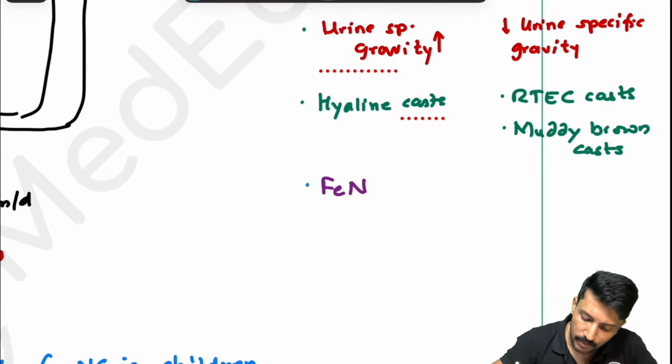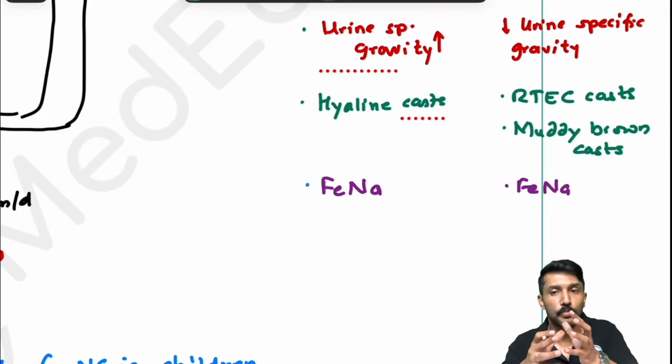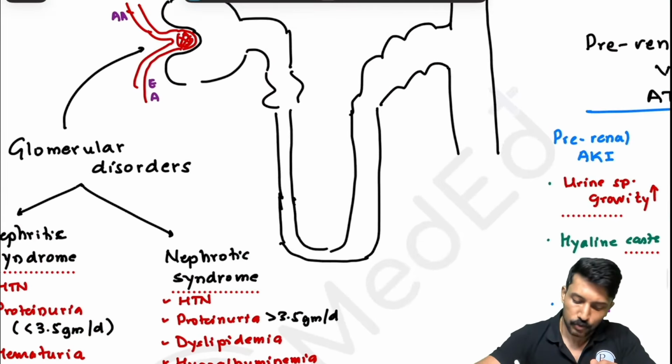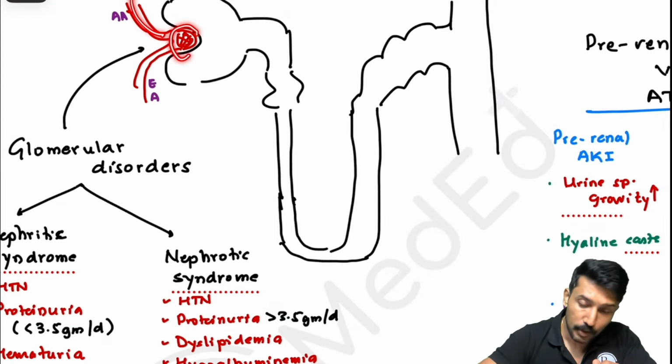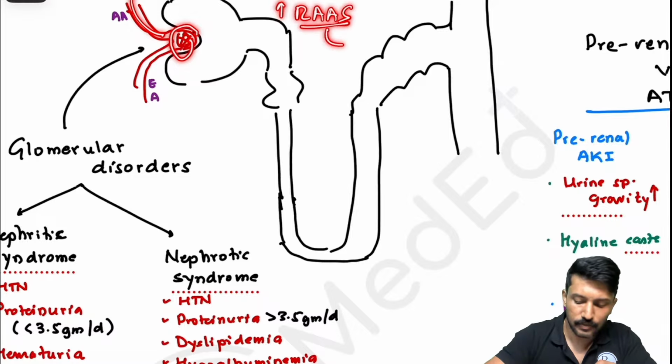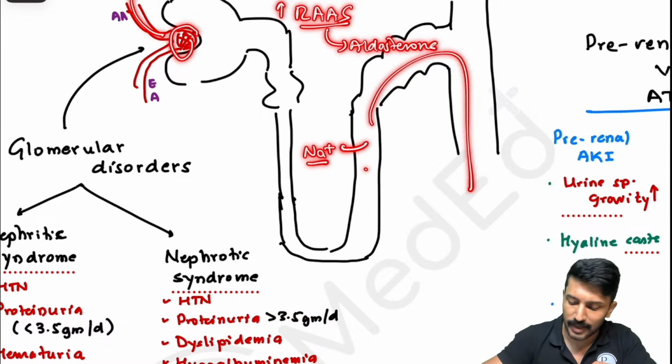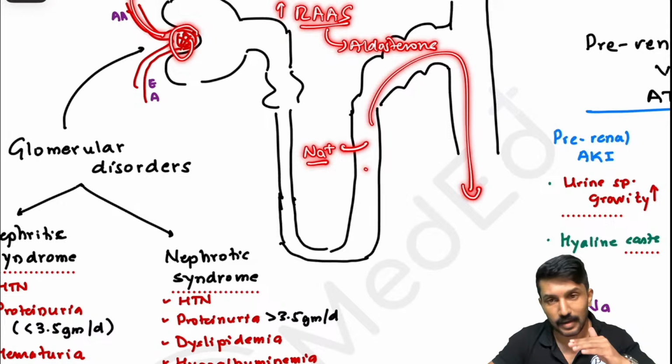Now tell me where I will have more FeNa. What is FeNa? We will see out of the glomerular filtrate how much sodium gets excreted. So if there is pre-renal AKI, reduced perfusion of the kidney, there will be activation of RAS. And RAS will have aldosterone. And what does aldosterone do? Aldosterone increases the reabsorption of sodium. So the amount of sodium I excrete in urine will be less.